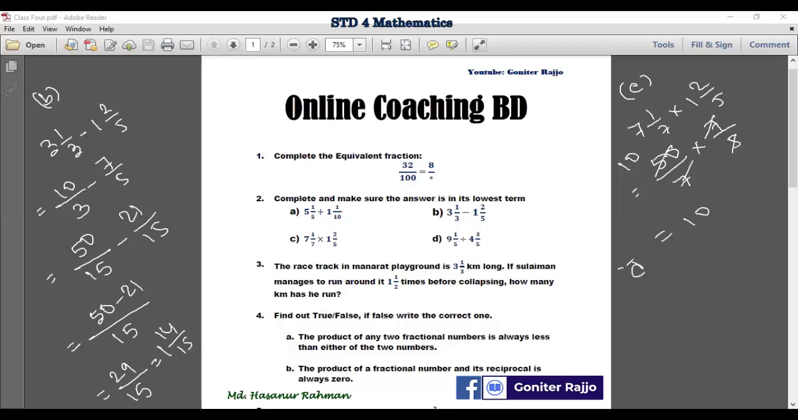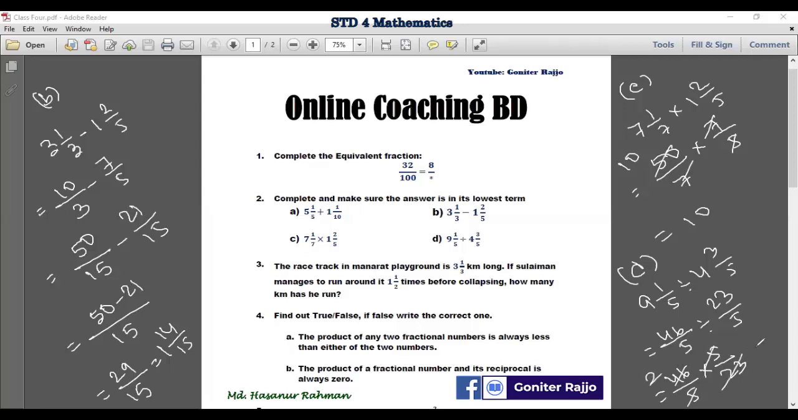Now number D. Number D says 9 whole 1 by 5 divided by 4 whole 3 by 5. So at first try to convert this mixed into improper. So 5 nines is 45 plus 1, that is 46, divided by 5 fours is 20 plus 3, that is 23. So we can write it in that way too. 46 by 5. This division sign will be converted into multiplication sign. Then we have to find out the reciprocal of 23 by 5, that is 5 by 23. Then we can cut 5 and 5. 46 by 23, that will be 2. So answer should be 2.